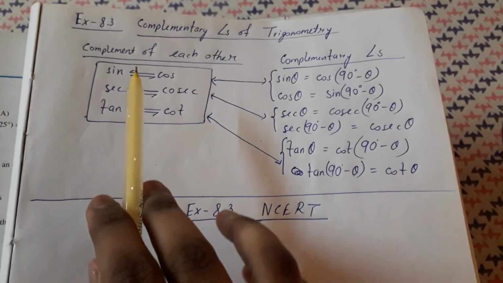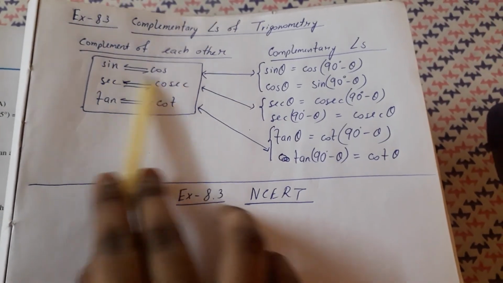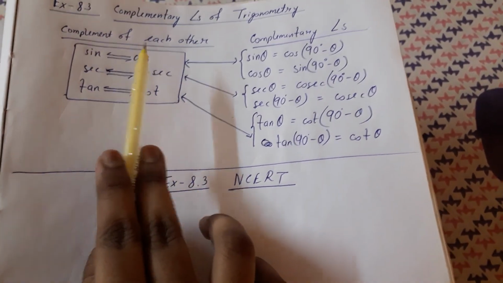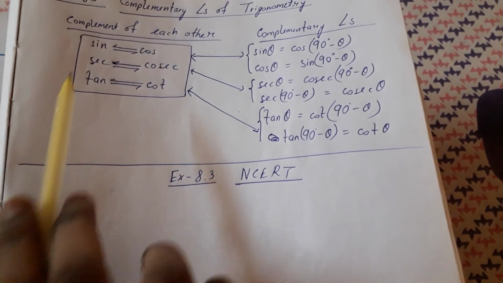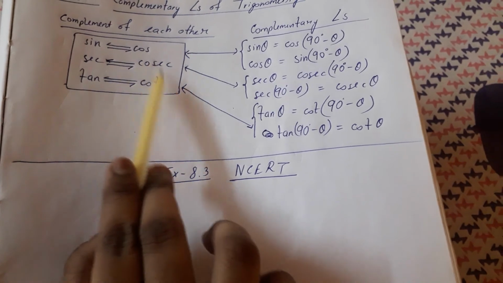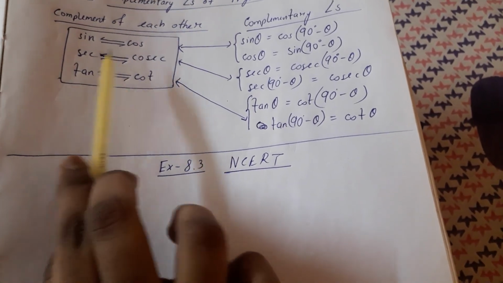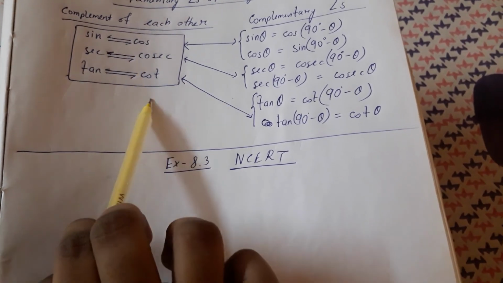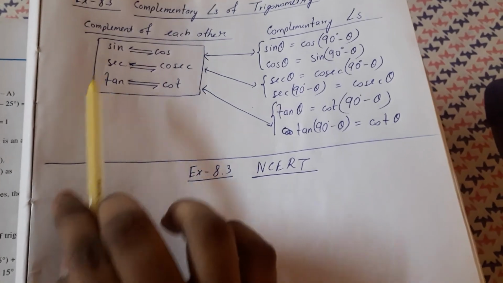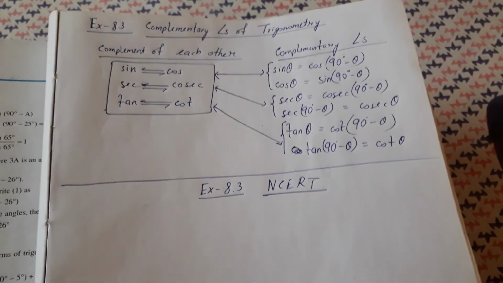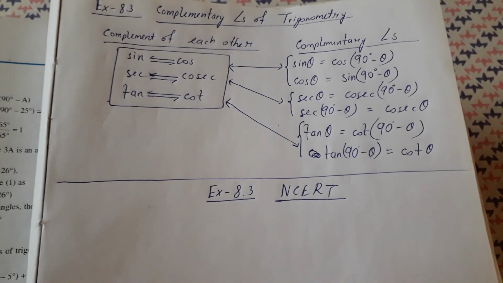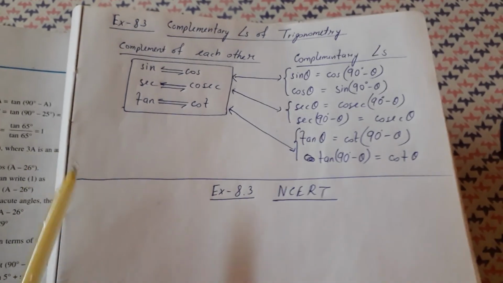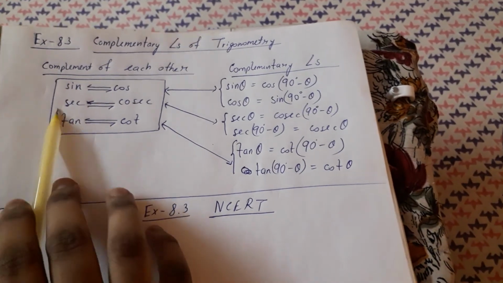Now see, these are the complements of each other. The complement of sine will be cos, and similarly the complement of cos will be sine. Complement of sec will be cosec, and complement of cosec will be sec. Here also the same, complement of tan will be cot, and complement of cot will be tan. So these three you have to remember, who will be the complement of whom. These are the complementary pairs.